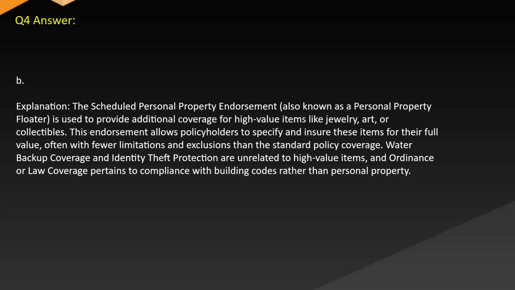Answer B. Explanation. The scheduled personal property endorsement, also known as a personal property floater, is used to provide additional coverage for high-value items like jewelry, art, or collectibles. This endorsement allows policyholders to specify and insure these items for their full value, often with fewer limitations and exclusions than the standard policy coverage. Water backup coverage and identity theft protection are unrelated to high-value items, and ordinance or law coverage pertains to compliance with building codes rather than personal property.